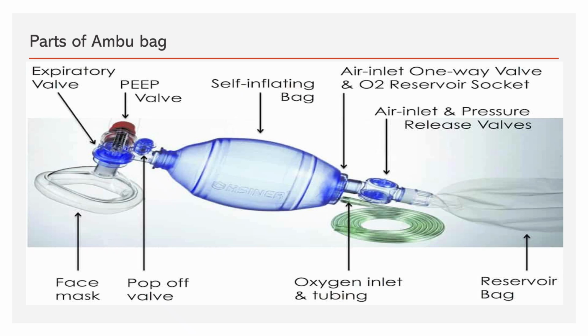Oxygen inlet, in that we connect the oxygen tube. The other end of the oxygen tube connects to the oxygen cylinder. Lastly, the reservoir bag you can see, so that the oxygen will come and collect in the reservoir bag. Face mask, pop-off valve. These are the parts of the ambu bag.